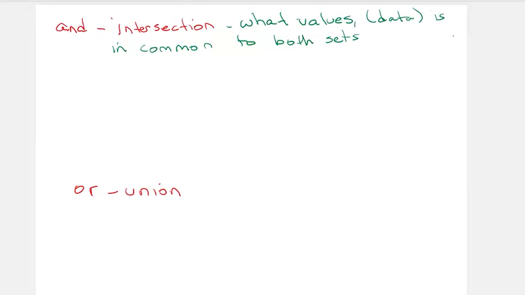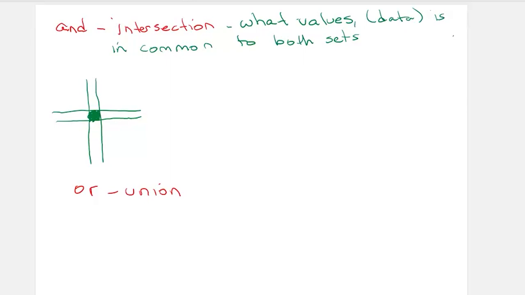Think about an intersection that you drive through with your car, right? If this is one road and this is another road, this is the intersection. It's where they meet. This part here that I colored in, notice it's in common to both streets, right? So that's the intersection.